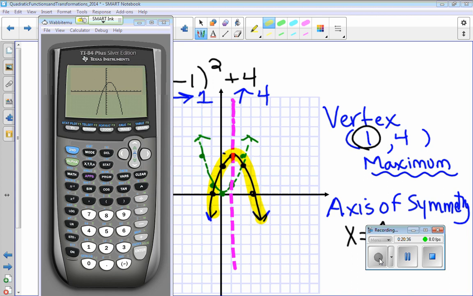We found when it was in vertex form that the vertex was a maximum with the vertex at (1, 4). Let's say that it was not given to us in vertex form, but it was given to you in standard form, which is just this guy right here, standard form.